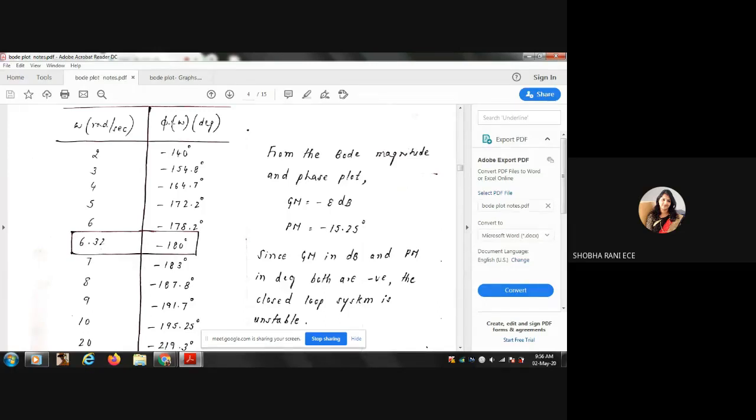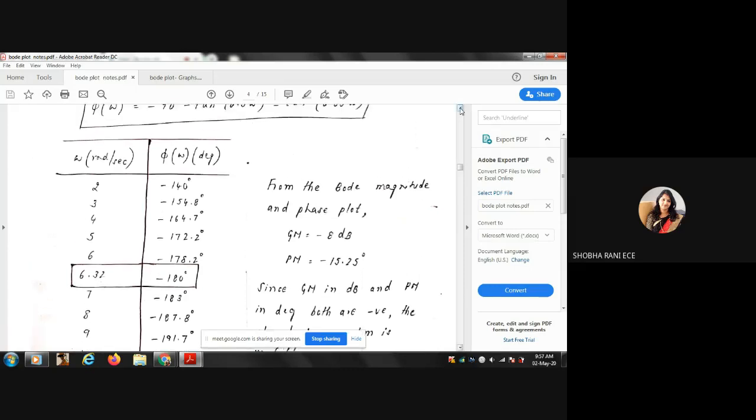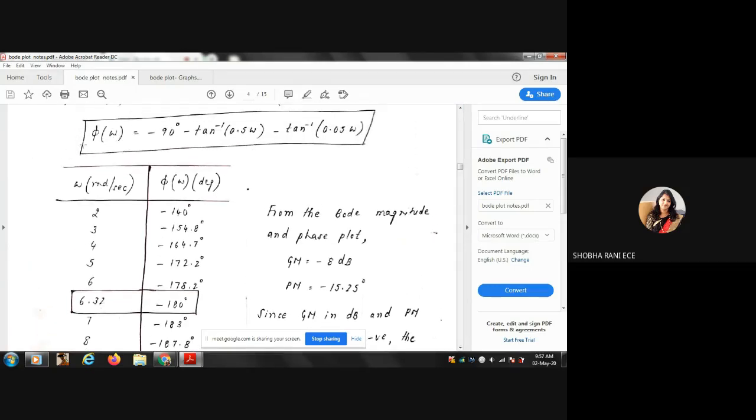So what did I tell you? When you prepare the table, we are not interested in which value of omega you start from, because that we cannot decide immediately. We are interested in the value of omega for which you get minus 180 degree. So once you get the value of omega, this is by trial and error, or as I said you can just use this procedure. Substitute your phi of omega as minus 180 degree and then solve for your omega. Or you can do it by trial and error method, but trial and error will take more time. So there you have to be very careful. So find out for what value of omega you get minus 180 degree. Just take three values above this, three values below this.